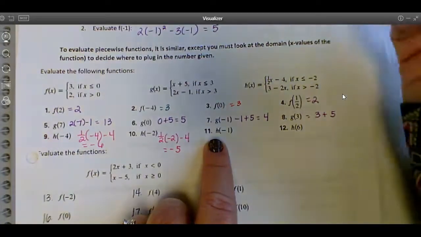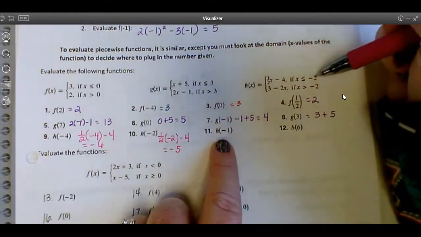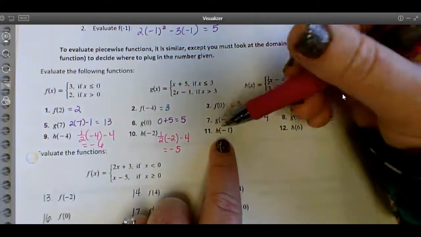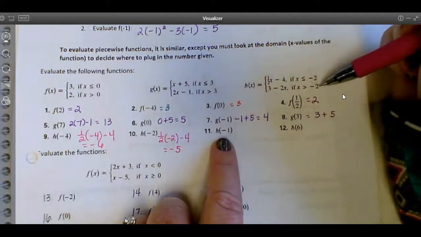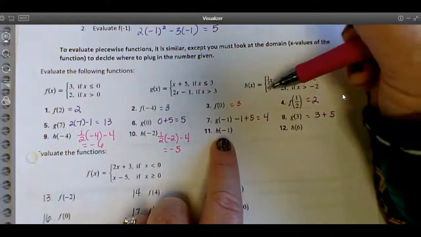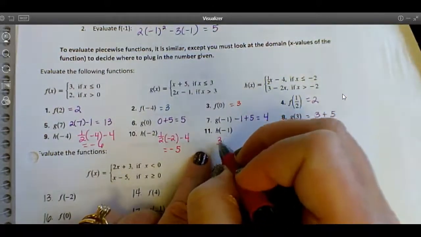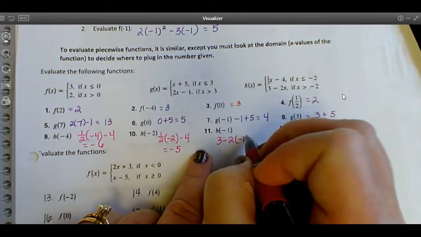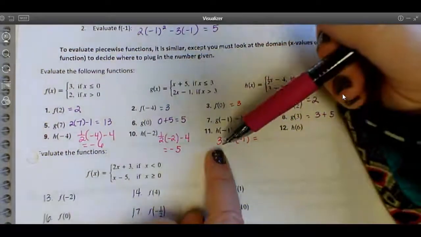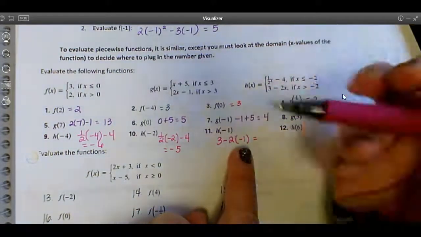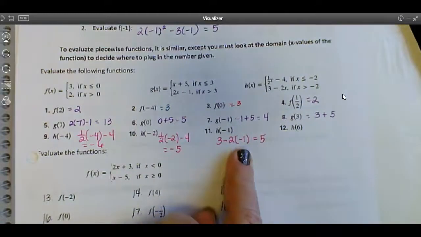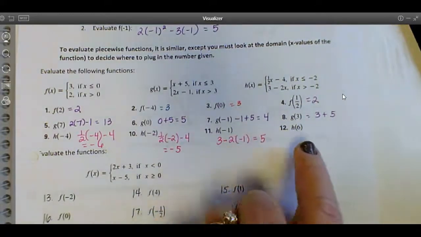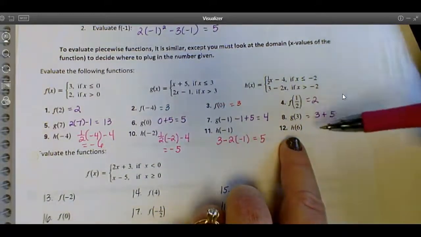Number 11, h of negative 1. All right, negative 2, negative 2. Okay, we know that negative 1 is greater than negative 2 because it's on the number line, it's above it. So that would be on that one. So we'd have 3 minus 2 times negative 1. So I think that's 3 plus 2, which would give me 5. Like I said, I'm evaluating those in my head. You can use your calculator, no big deal.